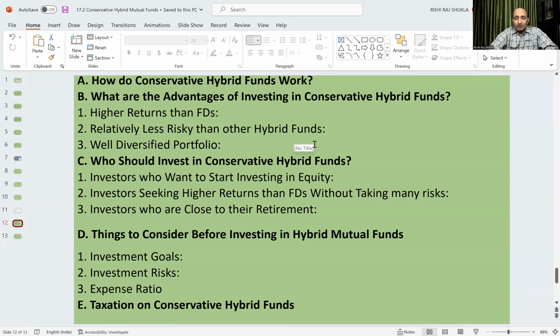Second is investment risk. Of course, whosoever has less risk appetite, especially those nearing retirement or senior citizens, they should invest in this fund. Definitely, they will have a very low risk appetite. So they should not think more of equity funds. They should think of a blend of both, that is, a conservative hybrid fund.